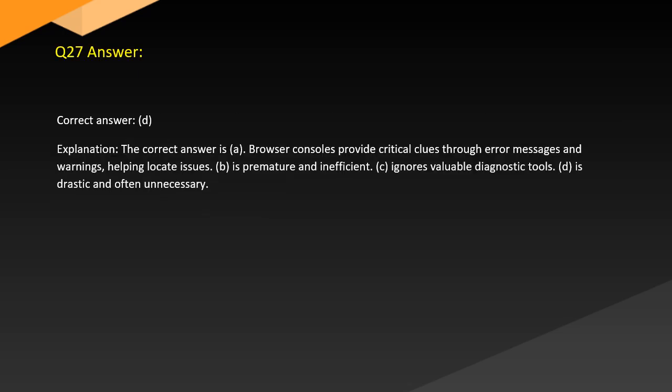Answer. Correct answer. D. Explanation. The correct answer is A. Browser consoles provide critical clues through error messages and warnings, helping locate issues. B is premature and inefficient. C ignores valuable diagnostic tools. D is drastic and often unnecessary.